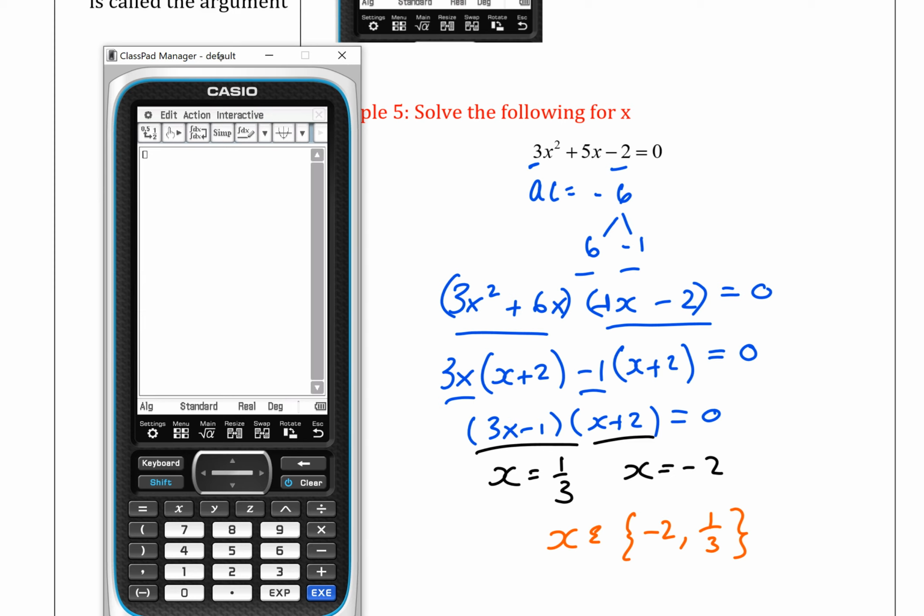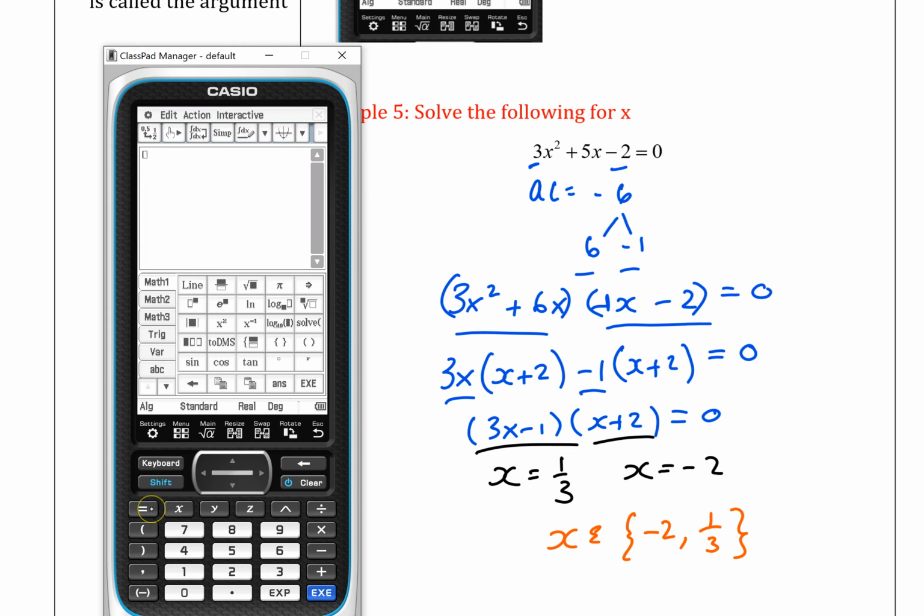Now we could also solve this on our calcs. In order to do that, I'll just press keyboard from the main menu. I'll use this solve button here, and I can type it in exactly as I see it. Once we've done that, it's important to make sure that we press comma x, so we're telling the calculator what is the argument that we're solving for. Once we press execute, we'll see that our answers are negative 2 and 1/3 as we calculated previously.